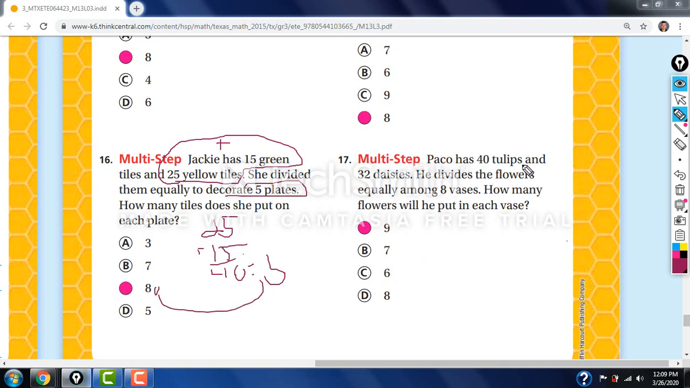Next step, Paco has 40 tulips and 32 daisies. He divides the flowers equally among 4 vases. How many flowers will he put in each vase? 40 tulips, 32 daisies. What do we do to those 2? Yes, we have to add them. 40 plus 32. You get 72. There's your division sentence. Now we put them into 8 equal groups. And if you know your multiplication tables, what times 8 equals 72? And the answer is 9.